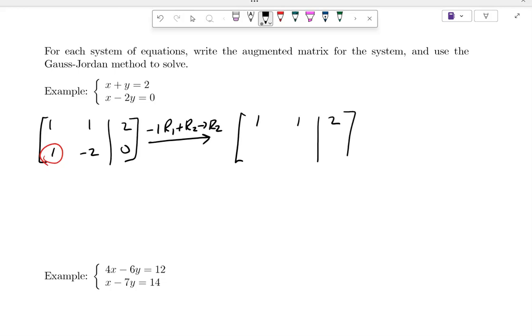What does your second row become? First entry is definitely what? 0. Good. What's the next entry? -3. Good, because it's -1 times 1 is -1 plus -2. What's your constant going to be? -2. Good. Is that okay?